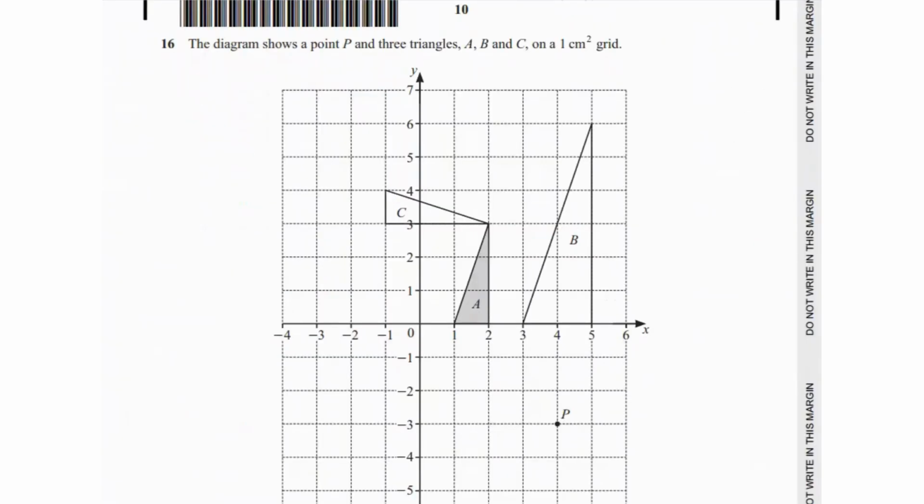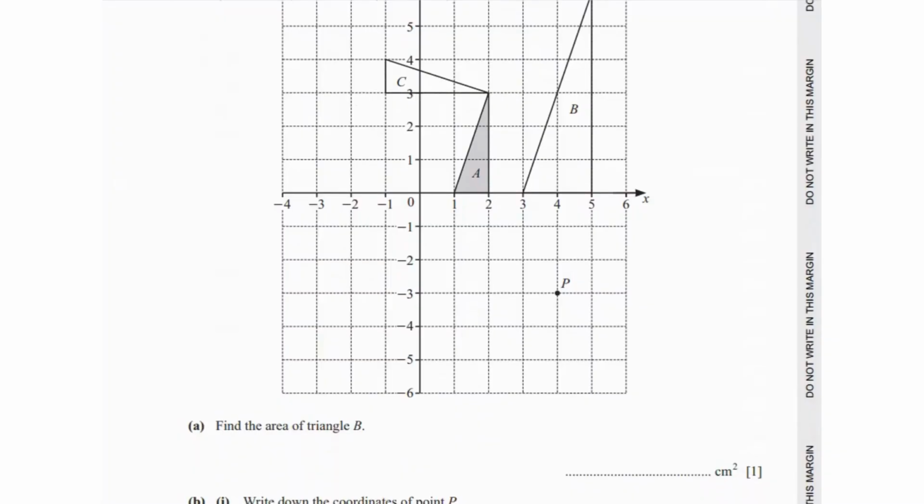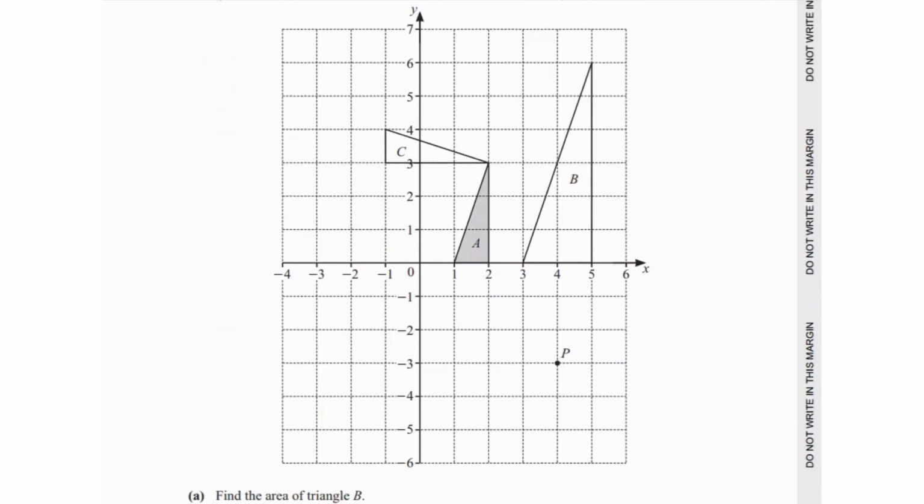The diagram shows a point P and 3 triangles A, B, and C on a 1 centimeter square grid. Find the area of triangle B. So for the area of triangle B, your base is 2. This is your base, and this is your height. So that's 2 over here and 6 over here. So area is going to be 1 over 2 times the base times the height, which is 6 centimeters squared. That's the area of triangle B.